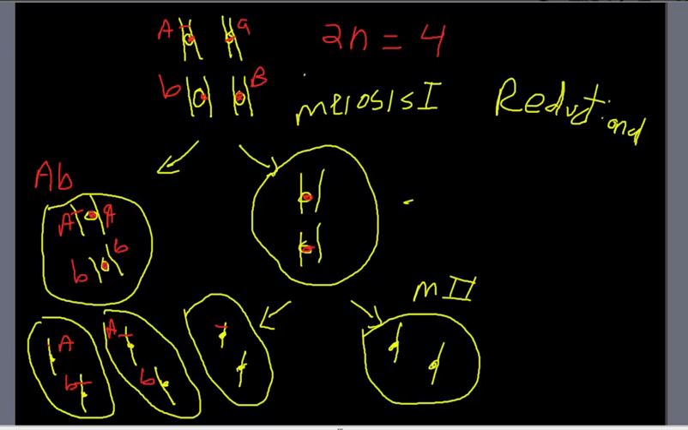And then if we follow this through, we'll get a little more abstract here. We got big A and little b going together. So these guys get a little a, big B, little a, big B. So what we get out of this are one type of gamete. We actually get two cells that have this genotype, and then two cells that look like this.